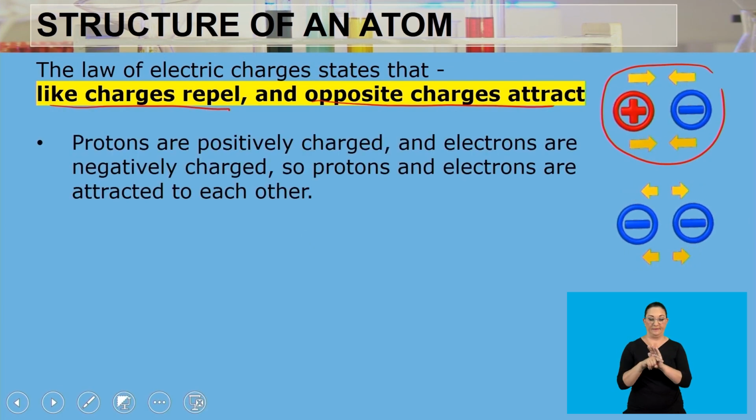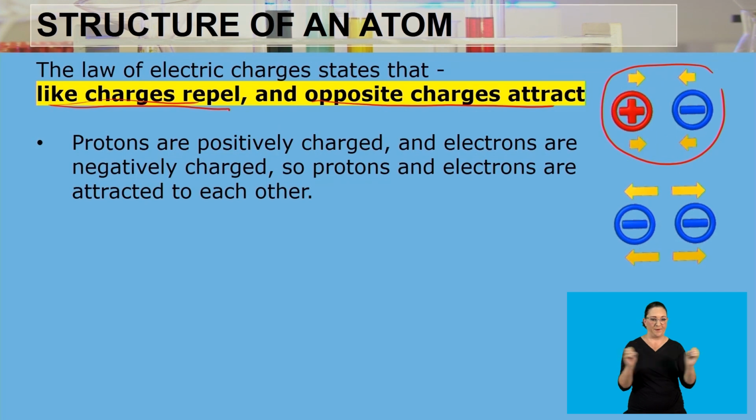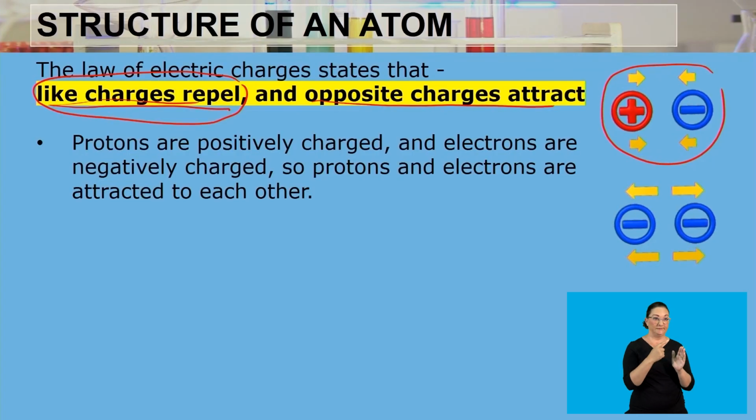Now, in a case where we have two negative charges, an electron and an electron, those are going to repel each other. Why? Because the law states that like charges repel. Same applies with a positive and a positive. They are going to repel each other, again because the law states that like charges repel. So we know that protons are positively charged, and electrons are negatively charged. So the protons and the electrons are going to be attracted towards each other. Why? Because they are oppositely charged.